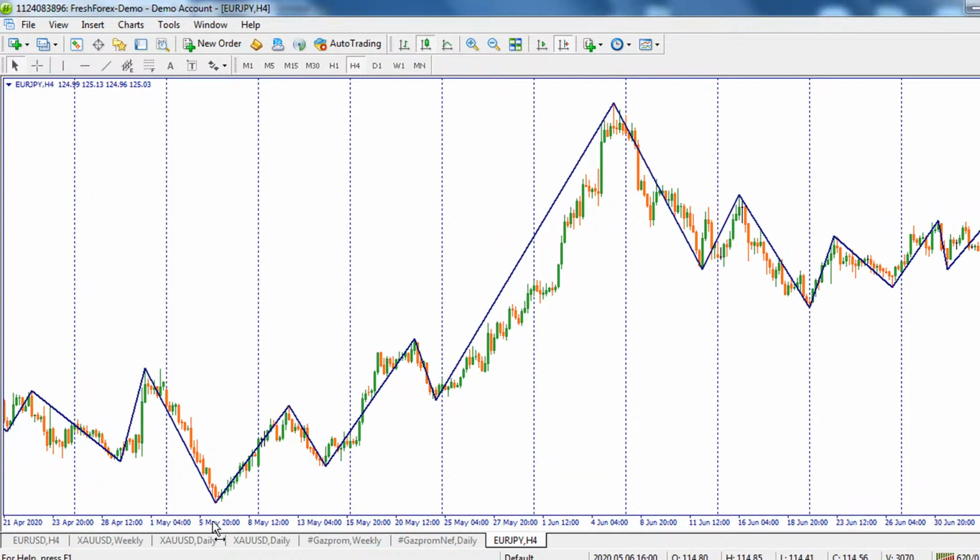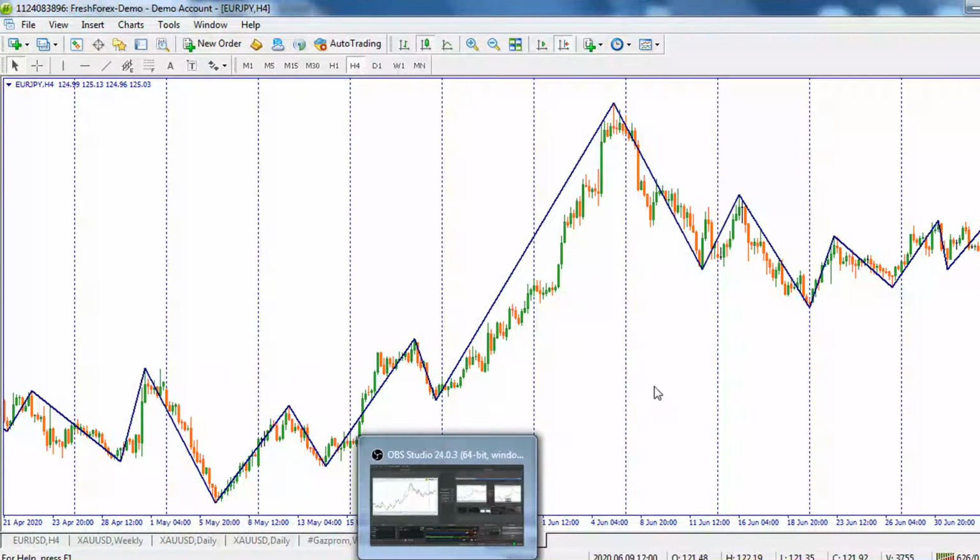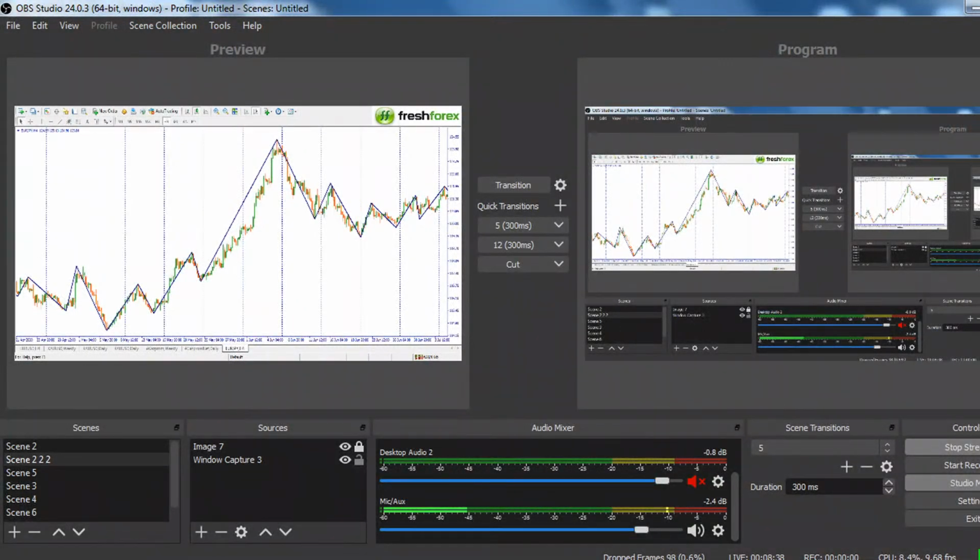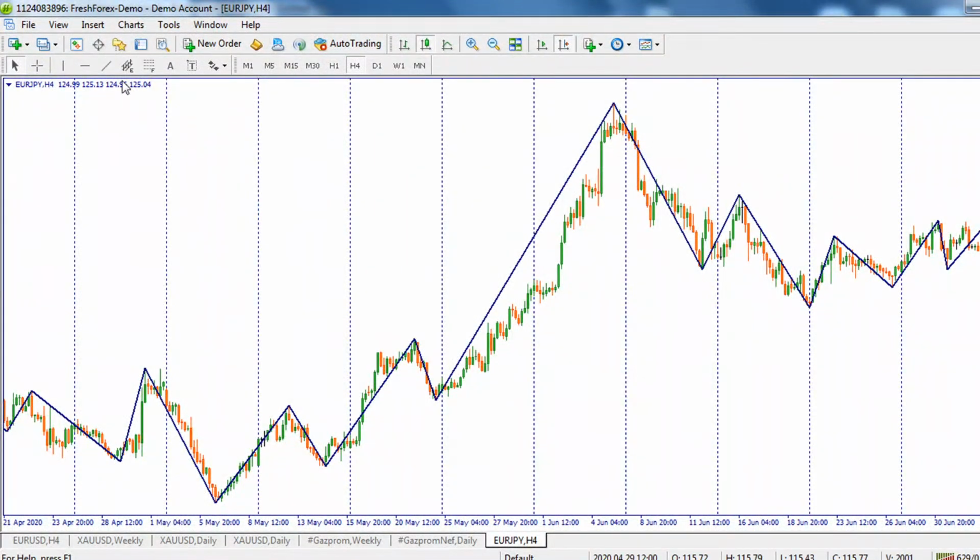And as I said at the beginning, this is really useful for those who are scalping. If you are scalping, this is really good for you. So we'll start off from the 13th of May. Just a second, I want to ensure this is being recorded. Yes, okay. This is the 13th of May.